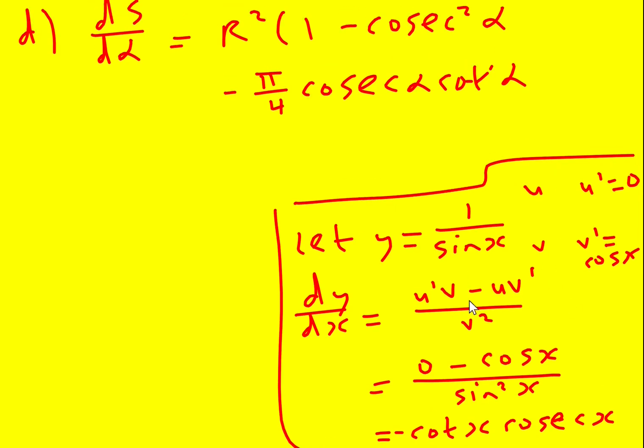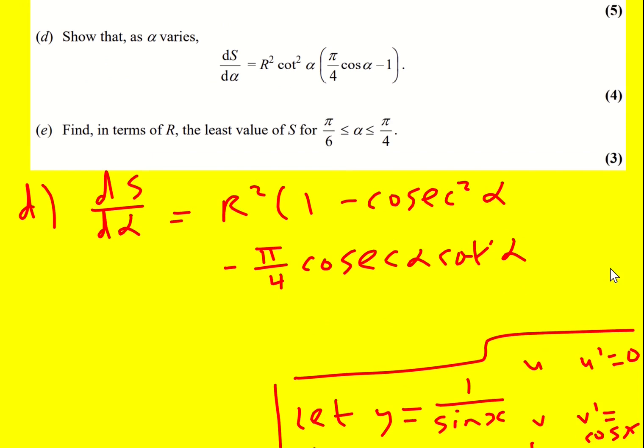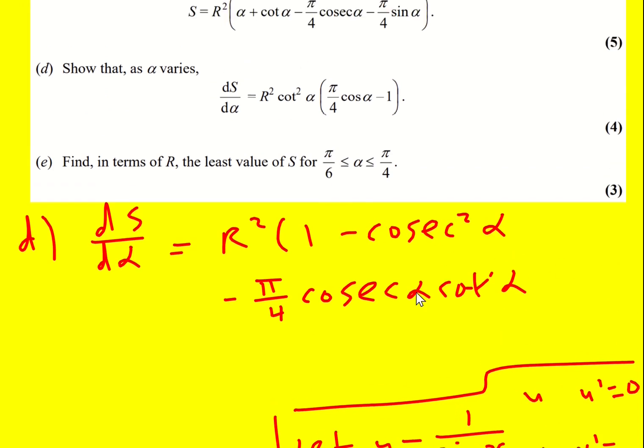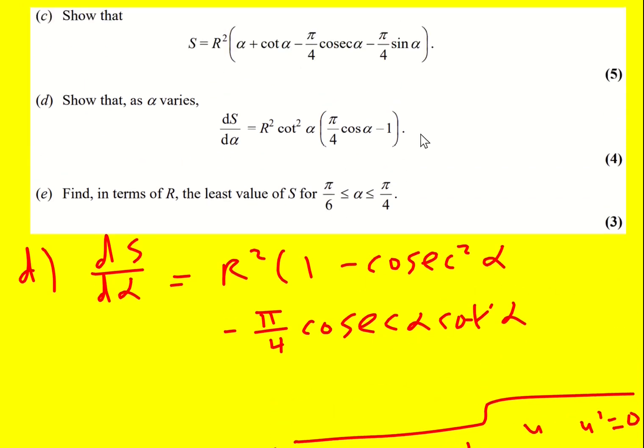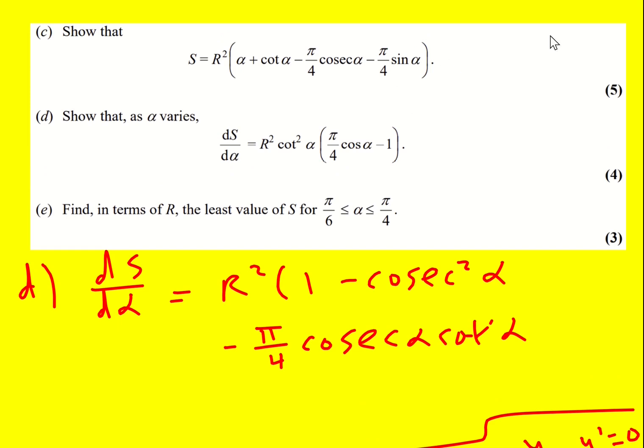Okay, it just takes a bit of time, doesn't it, when you're under time conditions. So finally, we just need to differentiate minus 1/4 sine alpha. Oh, sorry, that becomes plus then, because cosec differentiates to minus, so you get a double negative.